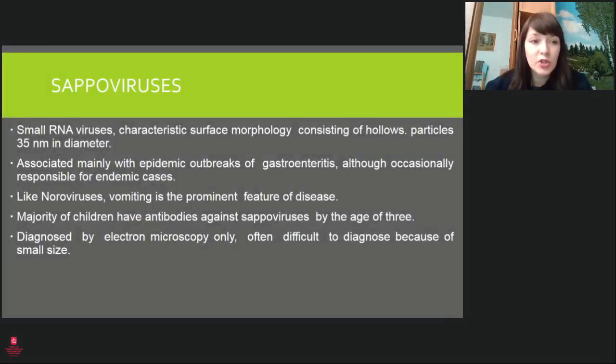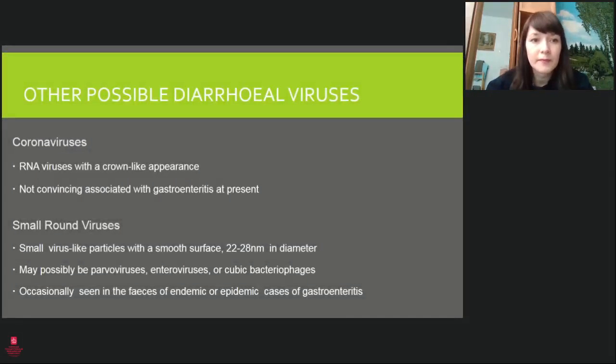Sapovirus particles in this picture. Small RNA virus, characteristic surface morphology consisting of hollows, particles 35 nanometers in diameter, associated mainly with epidemic outbreaks of gastroenteritis, also occasionally responsible for endemic cases. Like noroviruses, vomiting is the prominent feature of the disease. The majority of children have antibodies against sapoviruses by the age of 3. Diagnosed by electron microscopy only, often difficult because of small size. Other possible diarrheal viruses are coronaviruses and small round viruses.